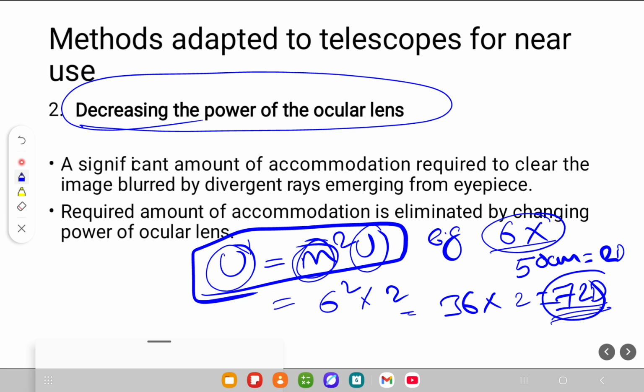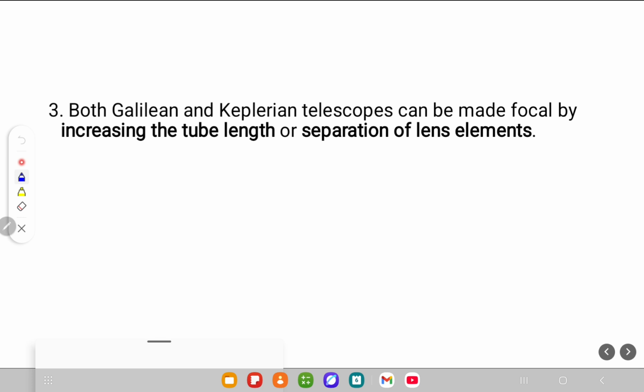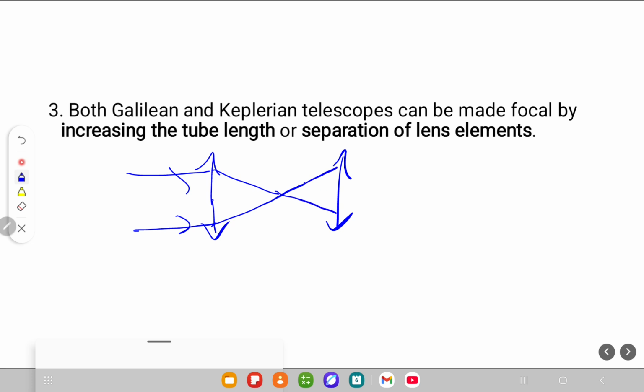So let me just finish here. This is the question that will always come: is it easier to focus with the Kepler telescope? Yes, definitely. Both Galilean and Kepler telescopes can be made focal by increasing the tube length or the separation of the lens elements. Now I am going to draw again. Let's take an example. This is the objective and this is the eyepiece. Light comes here, focus is here, and it goes on, and again goes parallel. This is how a telescope works.